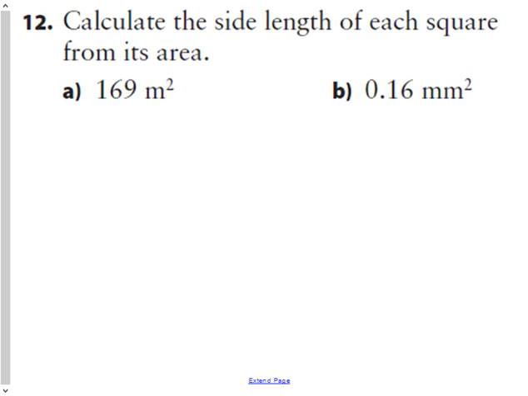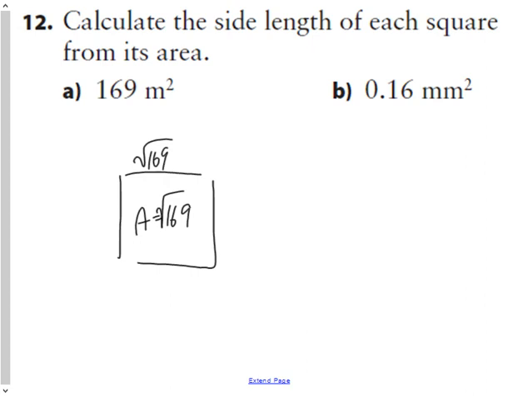Calculate the side length of each square from its area. So if the area is 169, the square root of 169 will be the side length. This comes right from Pythagoras. So the exact measure would be the square root of 169, or 13 meters, because that's the square root of 169.